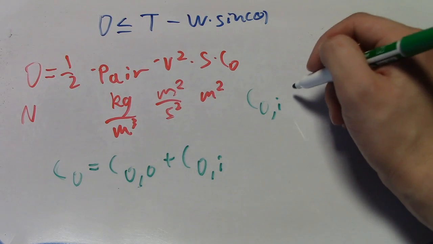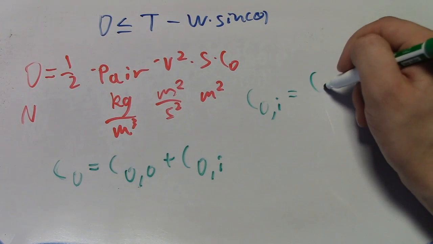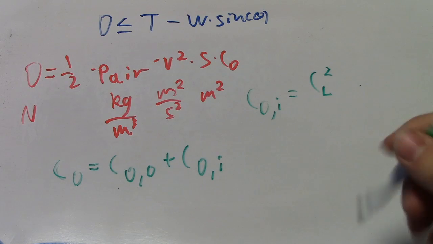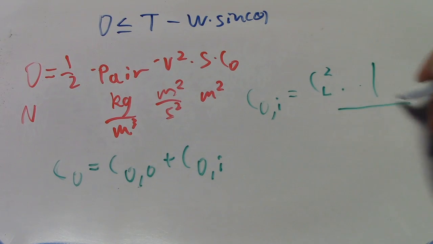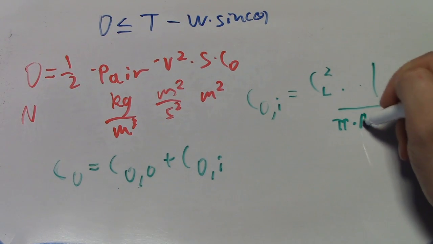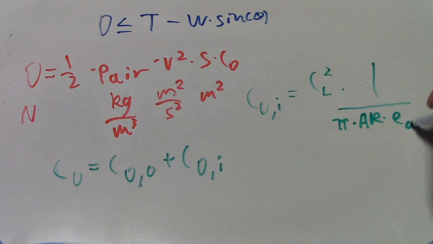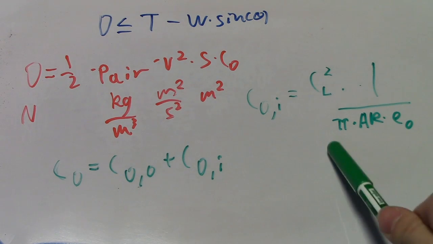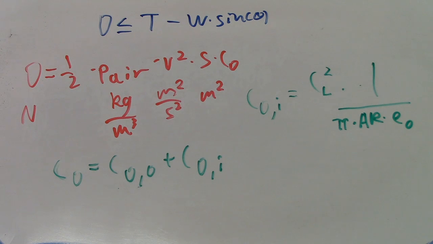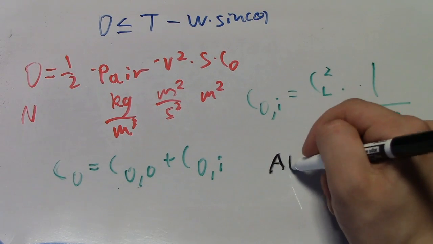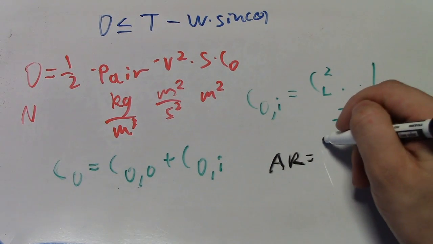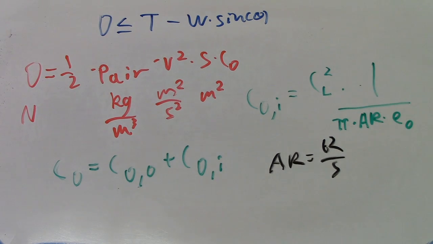And it states that C sub di is equal to C sub L squared, our coefficient of lift, times 1 over pi times AR times E sub O. Now, this denominator does require a little bit of discussion. Now, pi is the mathematical constant which you should all be familiar with. This AR is the aspect ratio of the airplane, and it is equal to b squared over s.